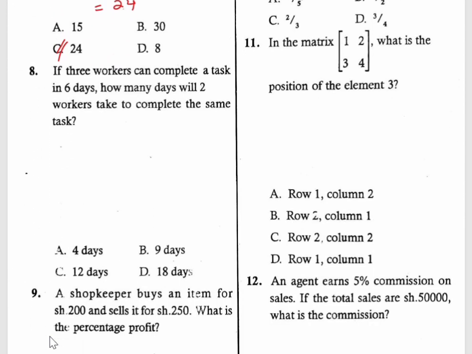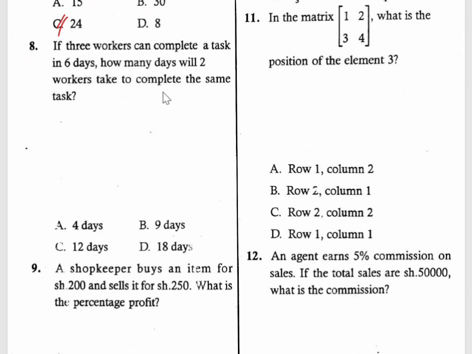Number 8 says, if 3 workers can complete a task in 6 days, how many days will 2 workers take to complete the same task? This is how I usually do this question, it is proportions, rate of work. Here we have workers, W, then here we have days, D. 3 workers take 6 days. How many days will 2 workers take? That is where we put a question mark.